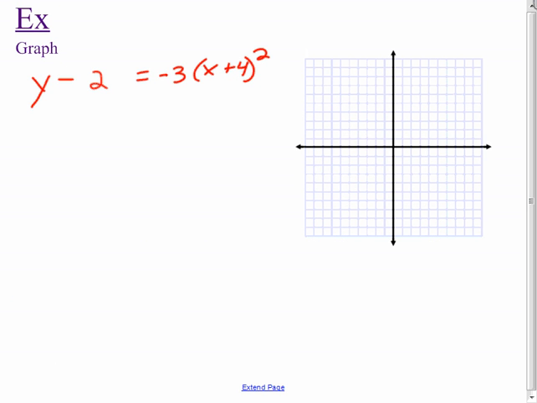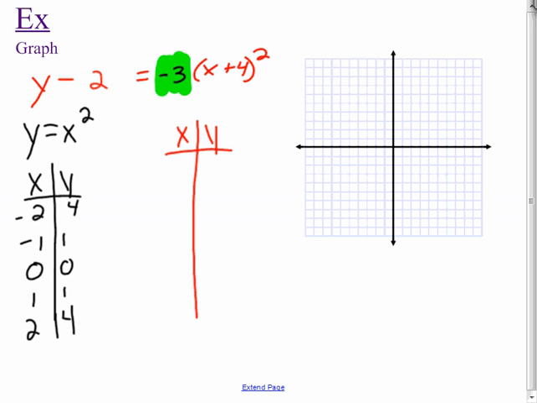Take a moment before you watch me do this problem, make a list of your parent function. Do your transformations. Keep in mind there is a multiplier, that -3. Just to give you a hint in case you forgot, that -3 is your multiplier. Is it attached to your x or your y? It's on the outside of the parentheses. Therefore, it's affecting your y value. Keep in mind we do multiplication before we do addition.